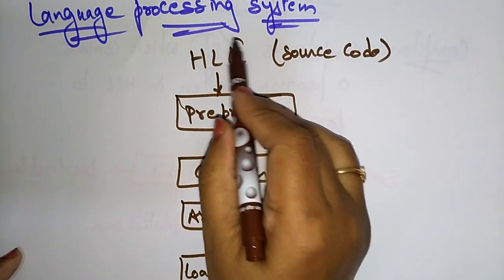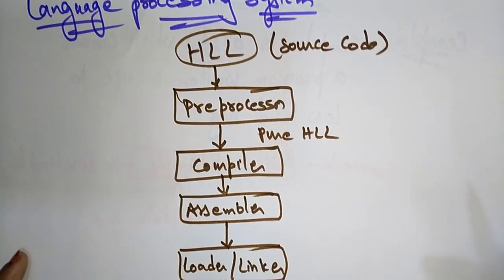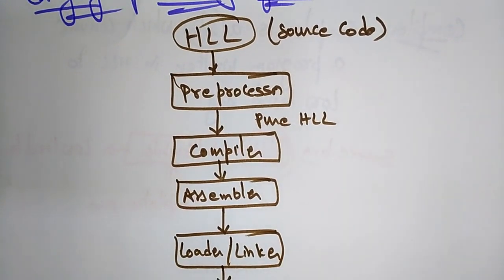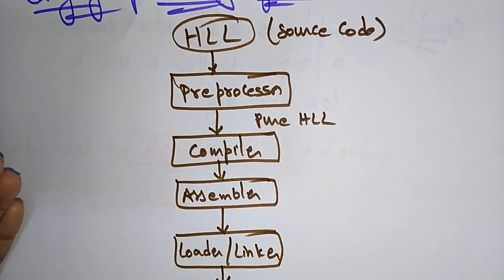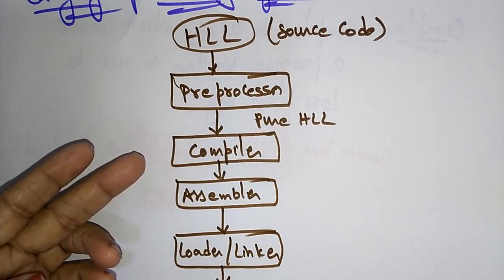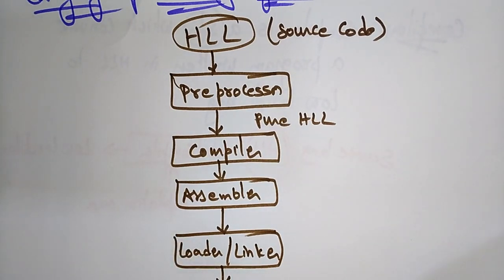So the first is the high level language, the source code, whatever programs you are writing. These programs are first converted by the preprocessor. Then the preprocessor output is converted with the help of the compiler into assembly code. The assembler will convert that code into the machine code.